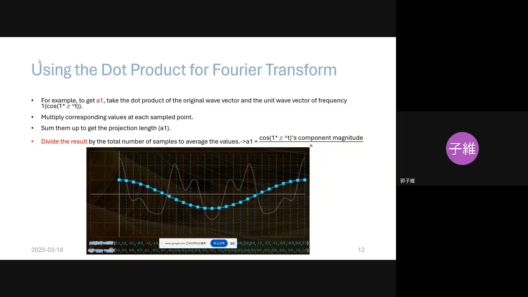Now we can use the dot product for a transform. For example, to get a sub 1, we take the dot product of the original wave vector and the unit wave vector of the frequency, which is just cosine 1 pi t. Multiplying the corresponding values at each sample point, we sum them up to get the projection length here. And we divide the result by the total number we sampled to get the average value.